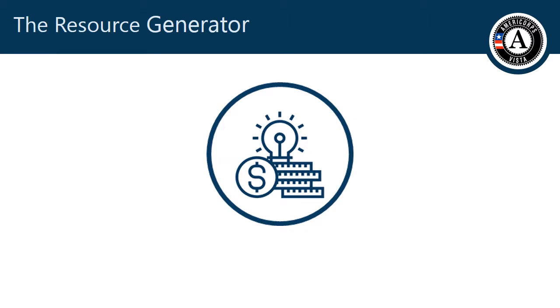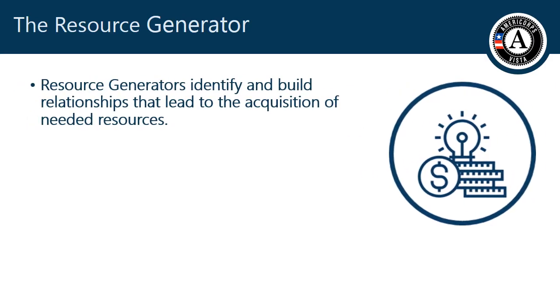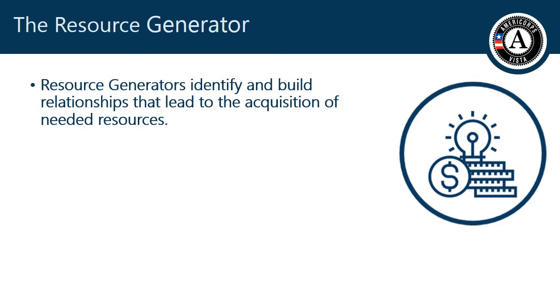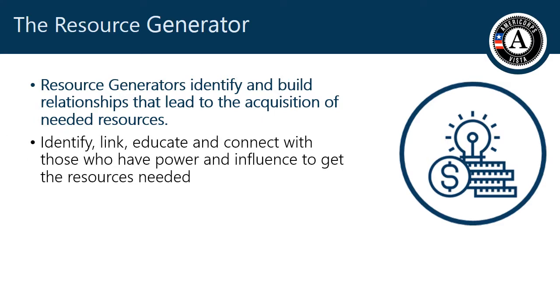The sixth and final role is the resource generator. A resource generator identifies and builds relationships that lead to the acquisition of needed resources. As a VISTA leader, this final role will require you to actively identify, link, educate, and connect yourself and your VISTA members with those who have power and influence when it comes to getting the resources you need. Resources can be physical items like money or materials, or they can be less concrete things like information or community partnerships.